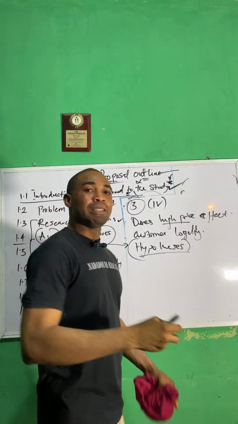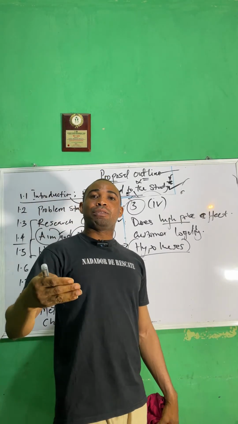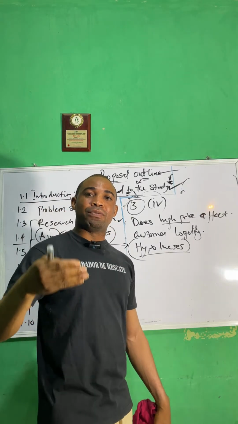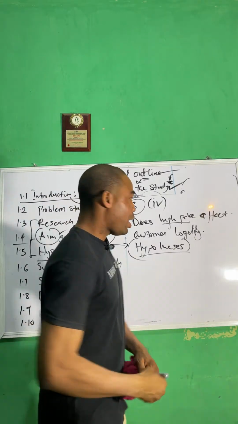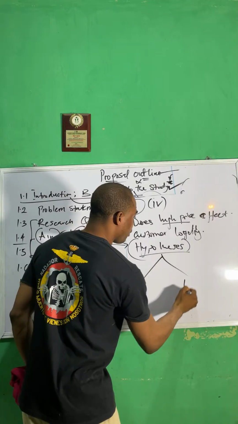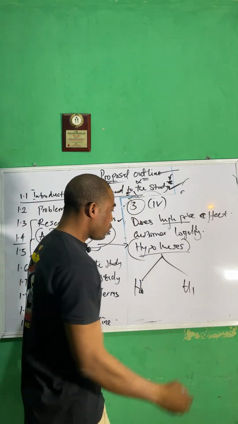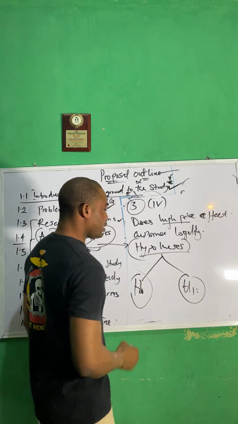So it's only when a hypothesis is in text and we now realize that it is valid, that's when we can accept or reject it. And we have two sets of hypotheses. We have the null hypothesis and we have the alternate hypothesis. The alternate hypothesis is the one with H1 and the null hypothesis is the one with H2.